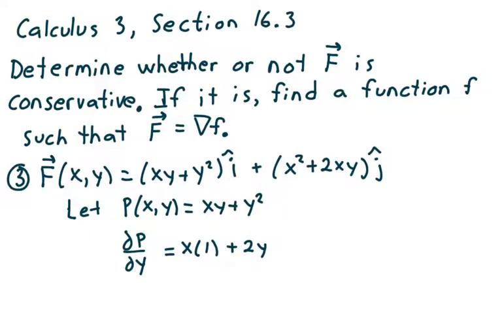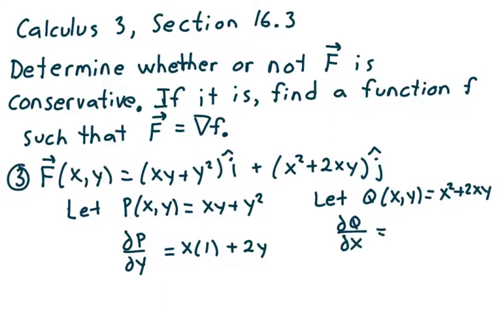Okay? And I'm going to let Q of x, y equal x squared plus 2xy. And I'm going to take the partial of Q with respect to x. And when I take the partial of Q with respect to x, that means y is constant. So I'm going to get 2x plus 2x multiplied by 1, which is equal to 4x.